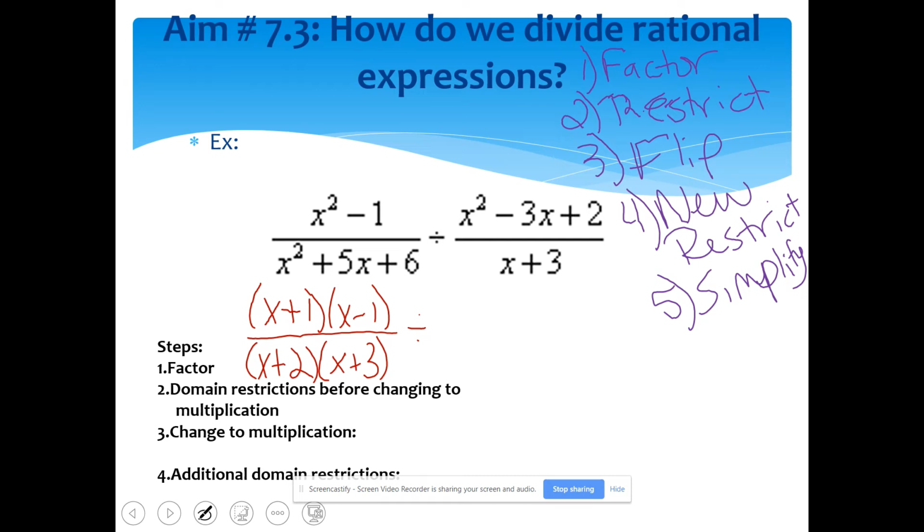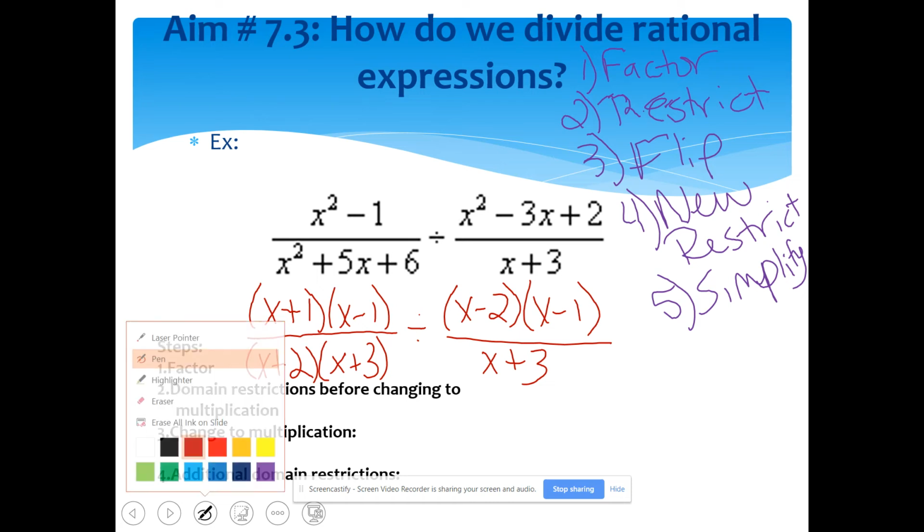On the upper right, there's no common factors. So the factors of positive 2 that add to negative 3 are negative 2 and negative 1. And then on the bottom right there, there's no factoring to do. There's no common factor. There's no squares or anything like that.